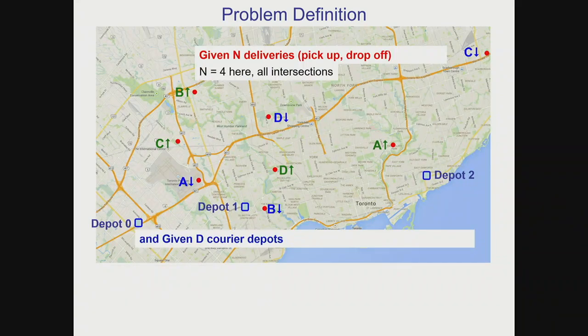We have D depots that we can choose to get our truck from and to return our truck to. So in this case, D equals 3. And all of these things are intersection IDs. So your deliveries are basically a pair of intersection IDs. Go to this intersection to pick up a package, go to this intersection to drop it off, and your depots are also intersection IDs. Go to this intersection and you could grab a truck.